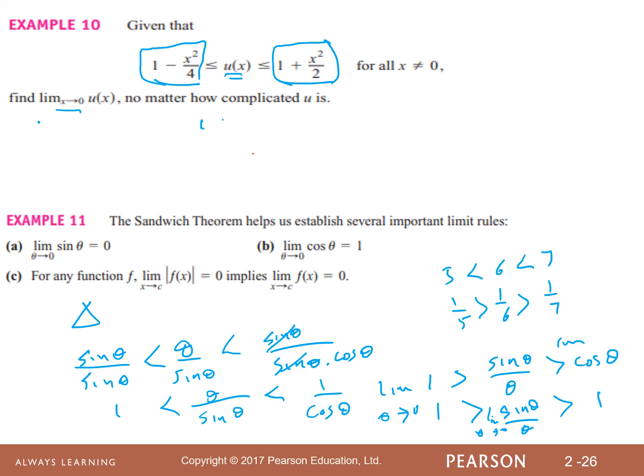Less than or equal to the limit as x goes to 0 of u of x. And this is less than or equal to, okay? This is also 1, right? So that means the limit of u of x as x goes to 0 is equal to 1. Okay? That's the sandwich theorem.